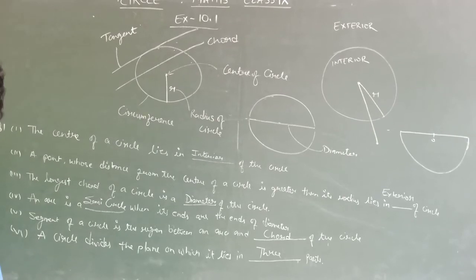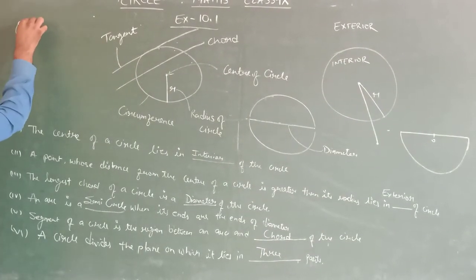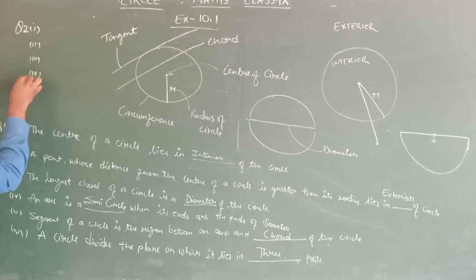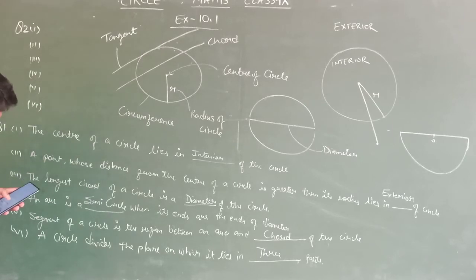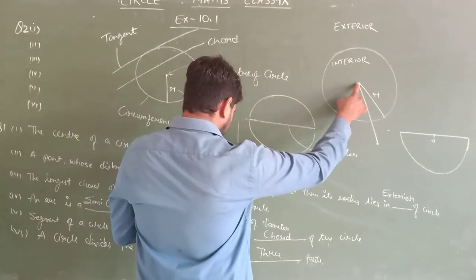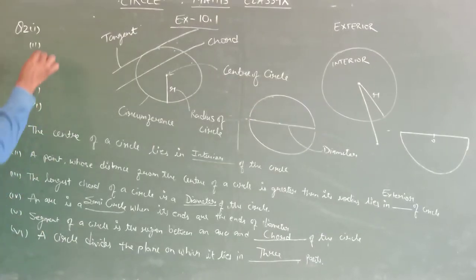Next we have true false. That is question number second. First part is, line segment joining the center to any point on the circle is a radius. Line segment joining the center and any point on the circle, that is radius. So this is true.